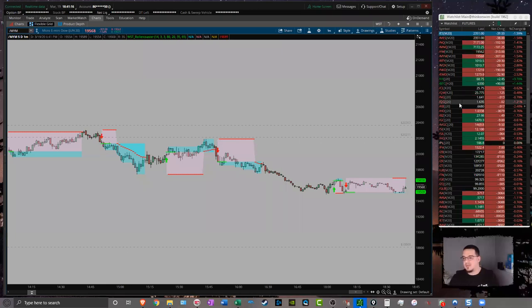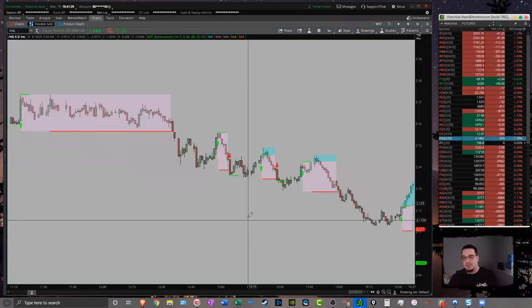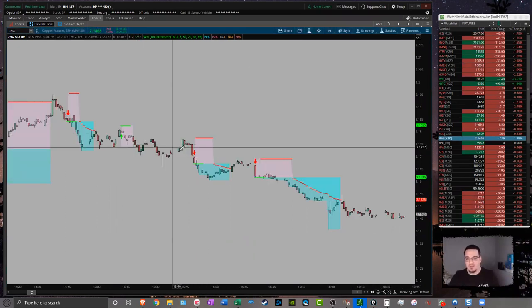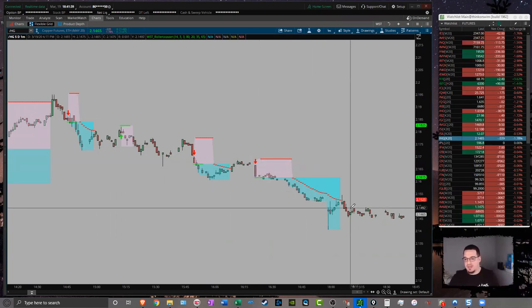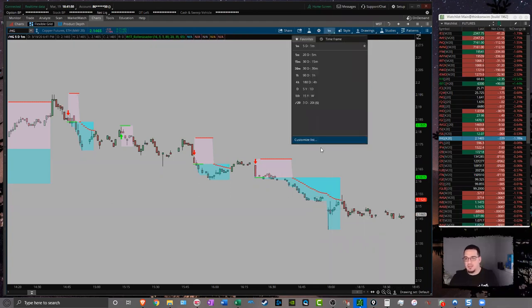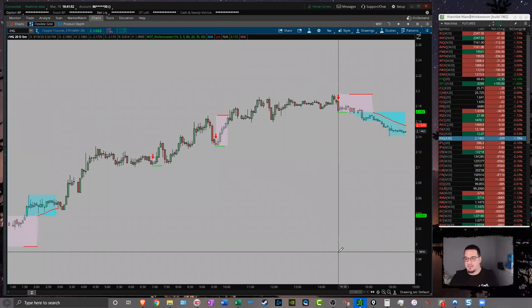What the heck is the symbol for copper? HE would be lean hogs. Why don't I have copper here? Here we go. Okay, copper, we might have to find the groove on this one, because on the 1 minute you got all these little gaps. It just kind of shows you not the lack of liquidity, just the lack of trading volume that happens here. Market gets bleh.